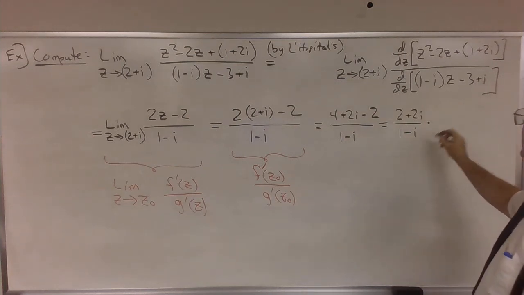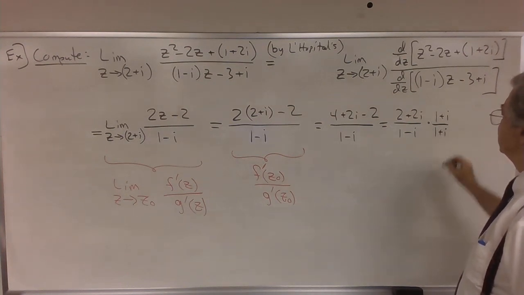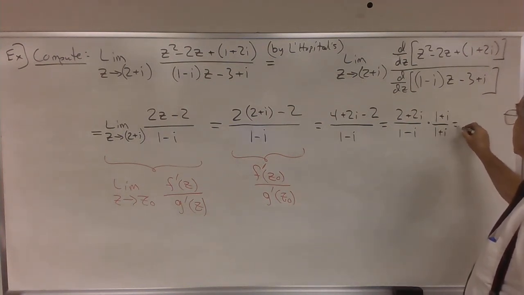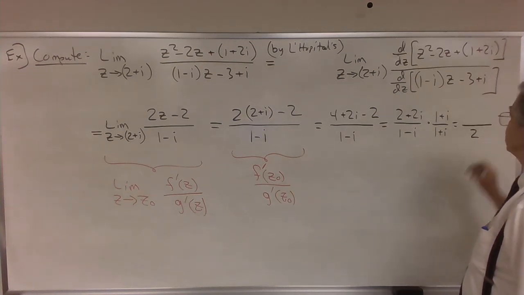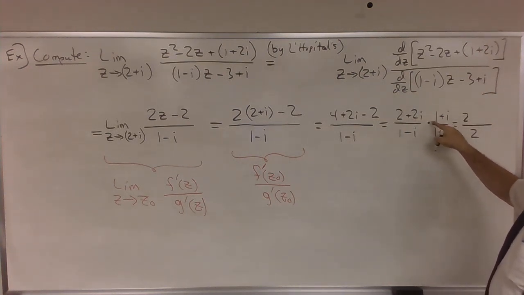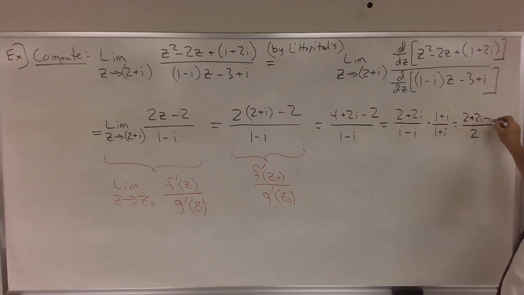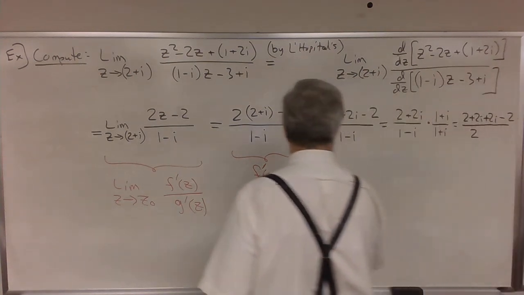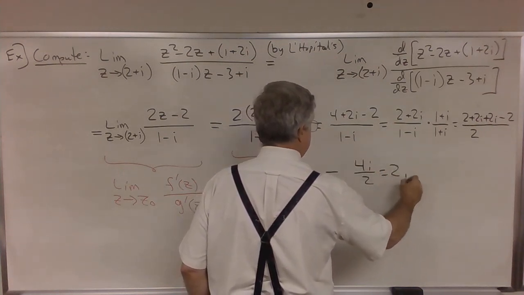Okay, dividing by 1 minus i, that's the same as multiplying top and bottom by the conjugate. And so we get 1 plus 1 is 2 on the bottom. And on top we get 2 plus 2i plus 2i minus 2. So we get 4i over 2, which is 2i.